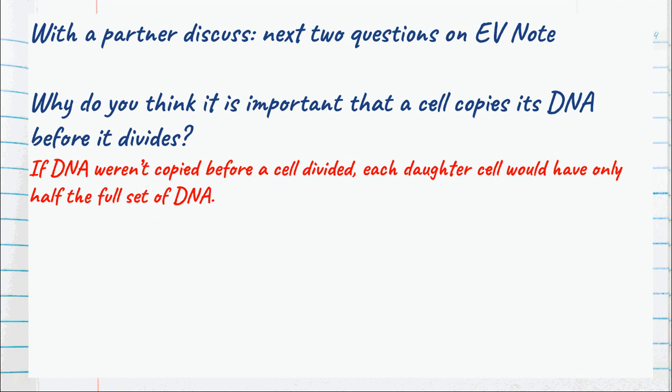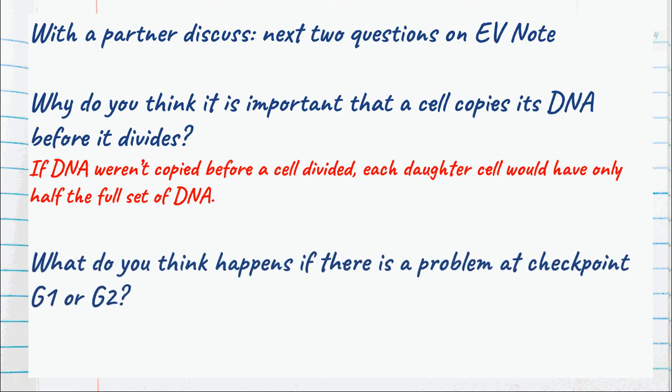So if we think about this logically, if the DNA was not replicated or copied, then we would have DNA with 46 chromosomes that would be cut in half during replication, and each daughter cell would only have 23 chromosomes, or only half the full set of DNA. And for proper cell functioning, the DNA needs to be complete.